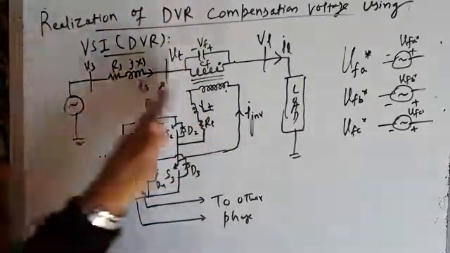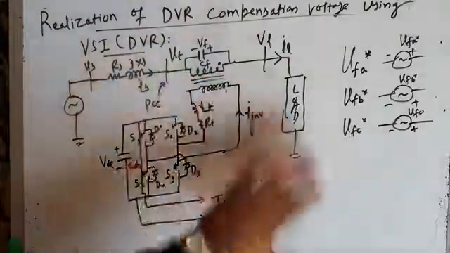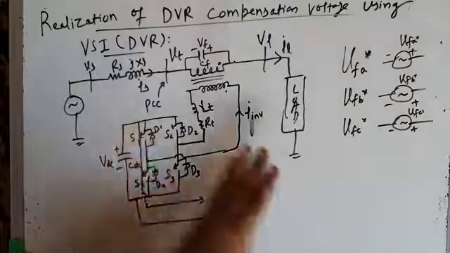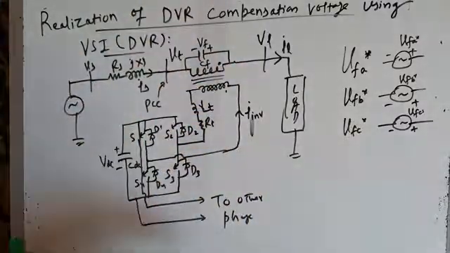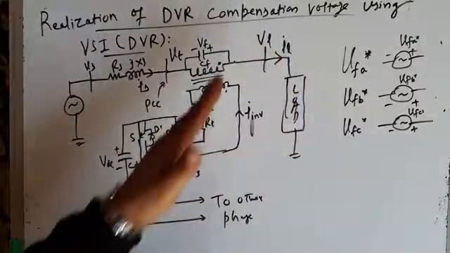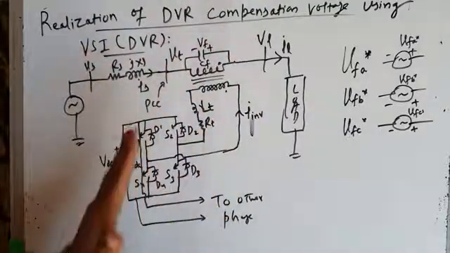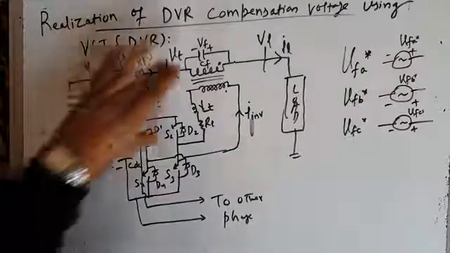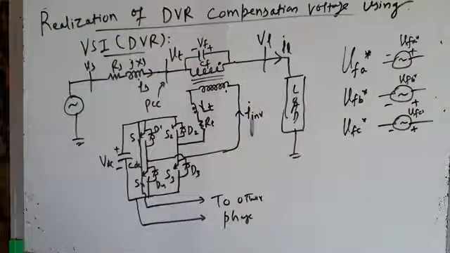Similarly, I am not showing all the three phases. I am showing for one phase. For other phases also you will have similar arrangement, but those injected voltages will be displaced by plus minus 120 degrees with respect to each other. I am showing operation for one phase, right?